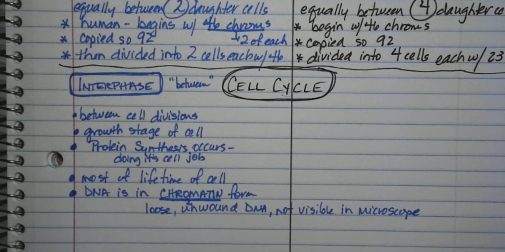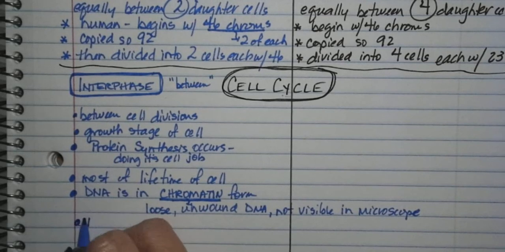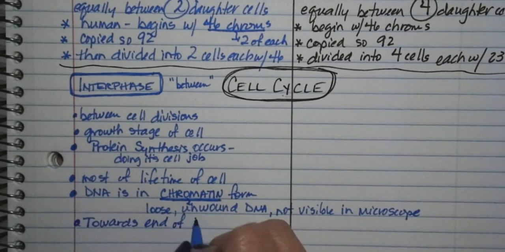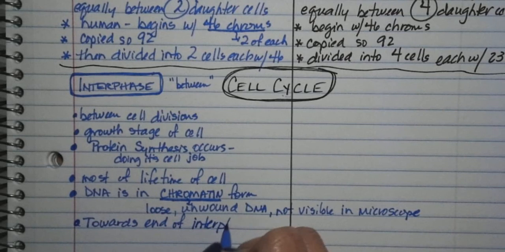So it's got to be loose and unwound so you can make a copy of something, to figure out what is it telling you to do. Towards the end of interphase, the DNA is replicated. It's copied. You make an entire new copy of it.